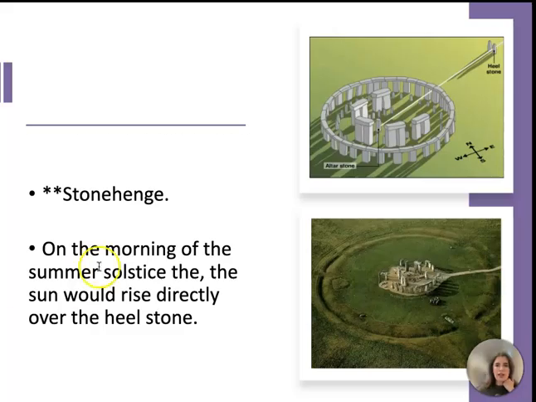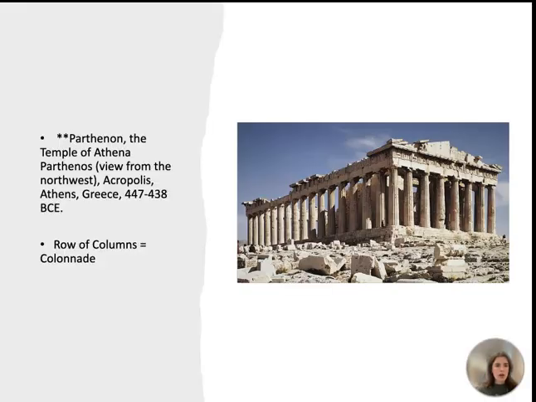So you can look at this image once again, and you have this idea that on the morning of the summer solstice, the sun would rise directly over what was called the heel stone. So you can see it here. And it would go right into that horseshoe shape of those larger trilithons, that larger construction. And so you can see that right over there. Good.